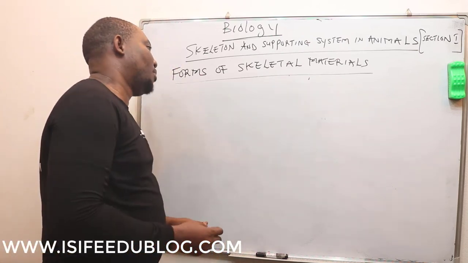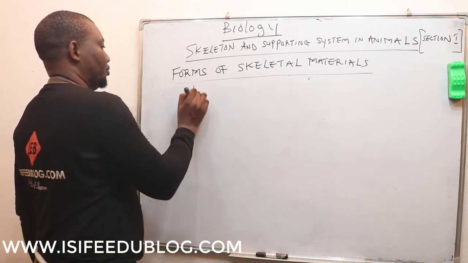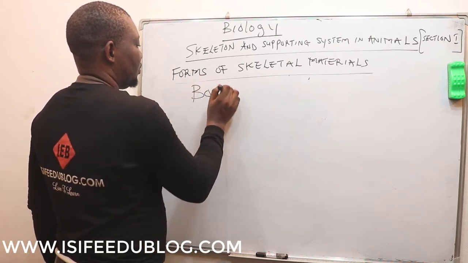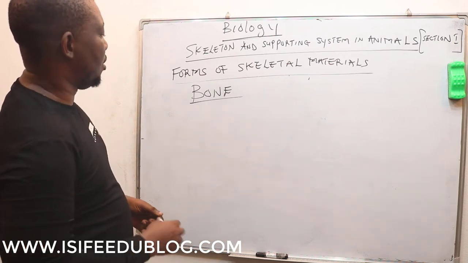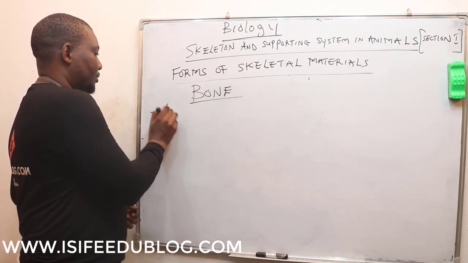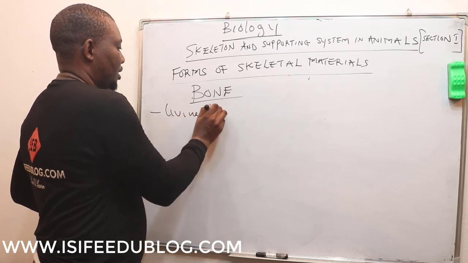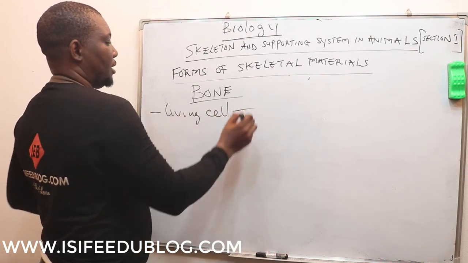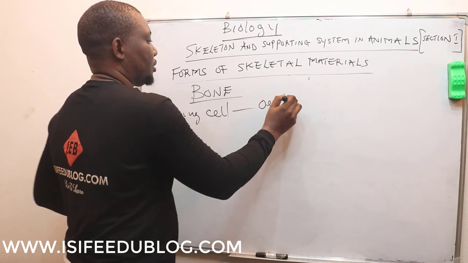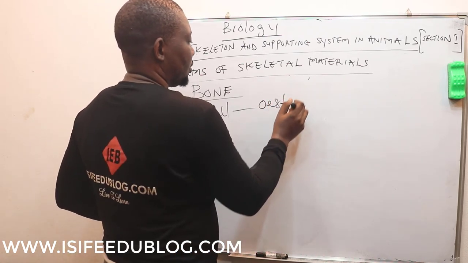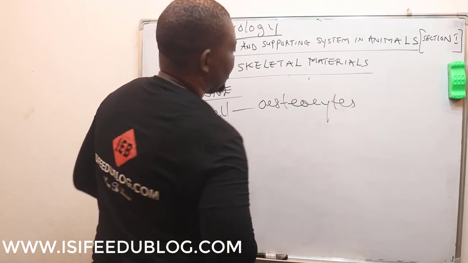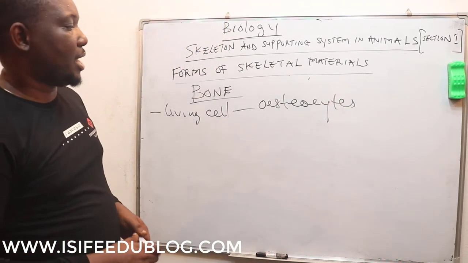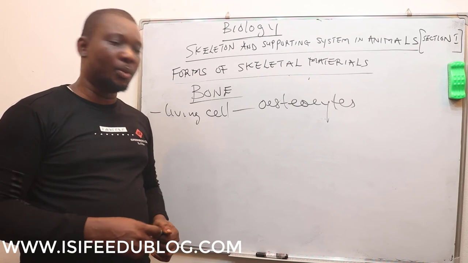And then we're going to be looking at the most important skeletal material, which is the bone. The bone skeleton. The bone comprises a living cell known as the osteocytes. Osteocytes is a living cell of bone.